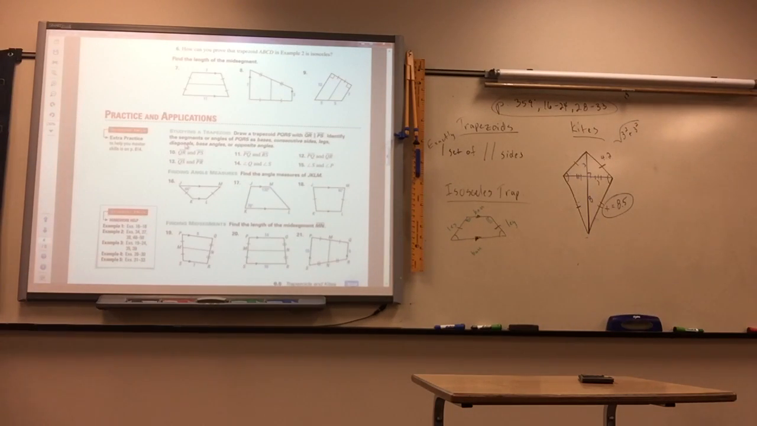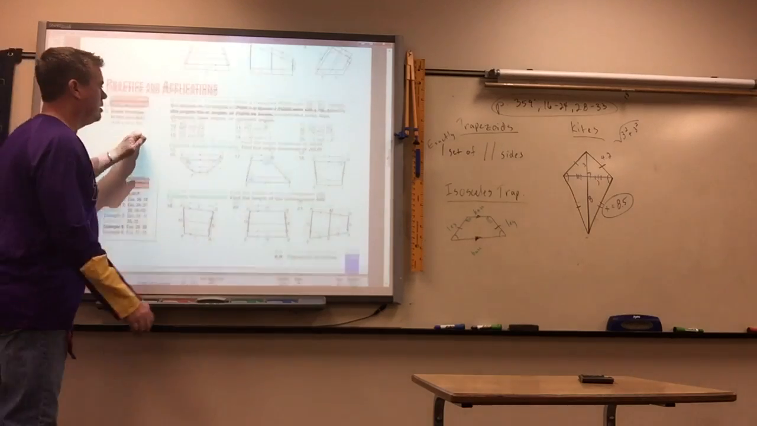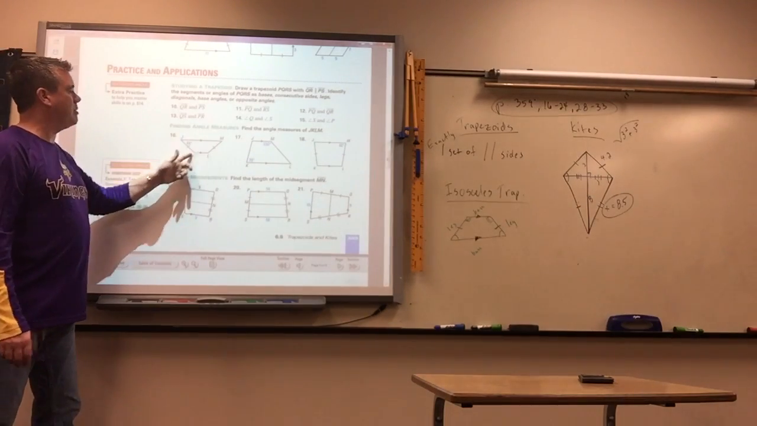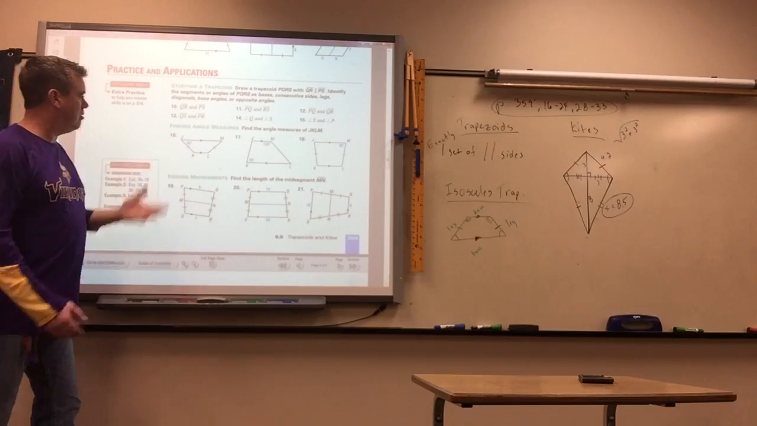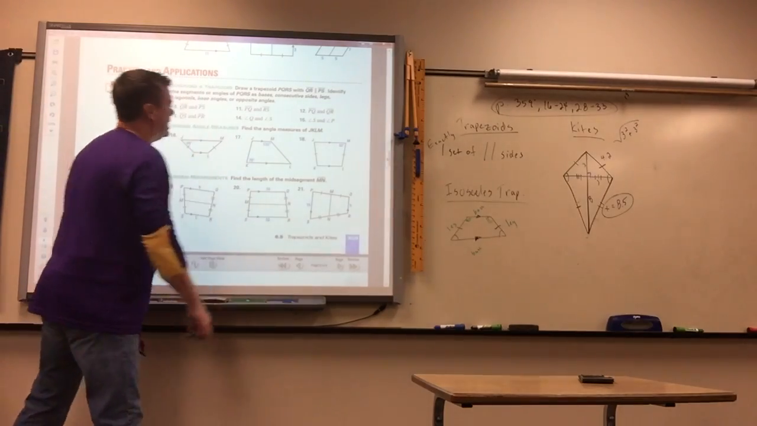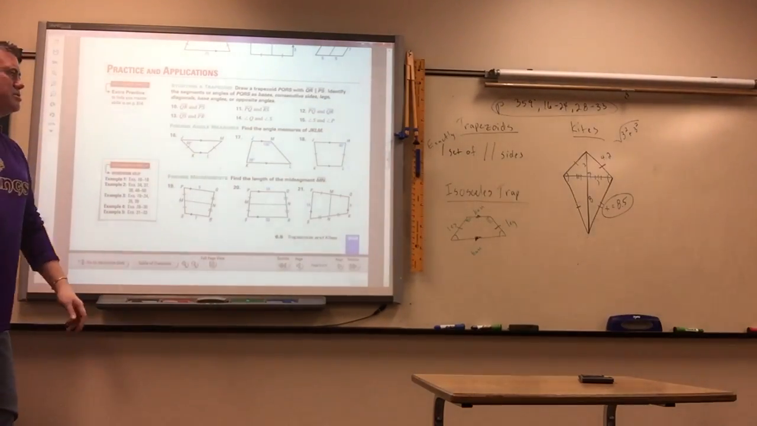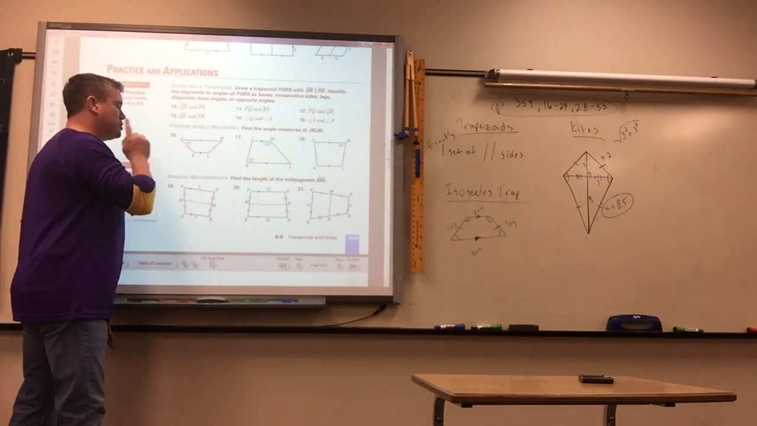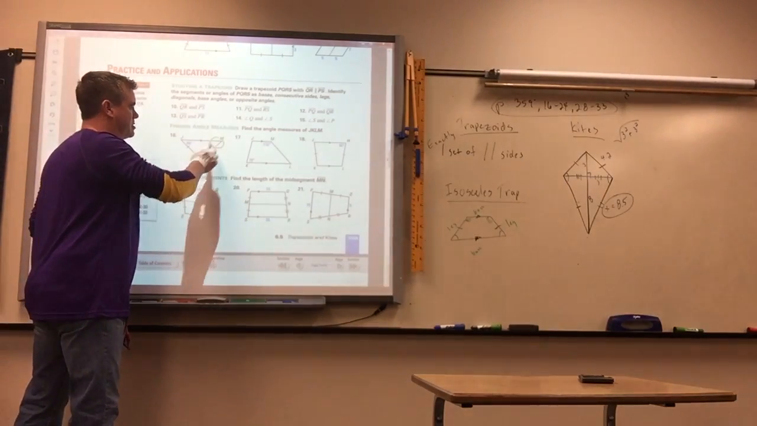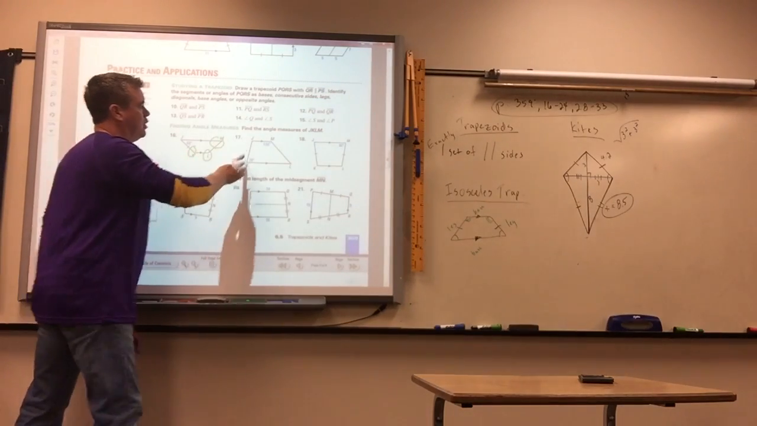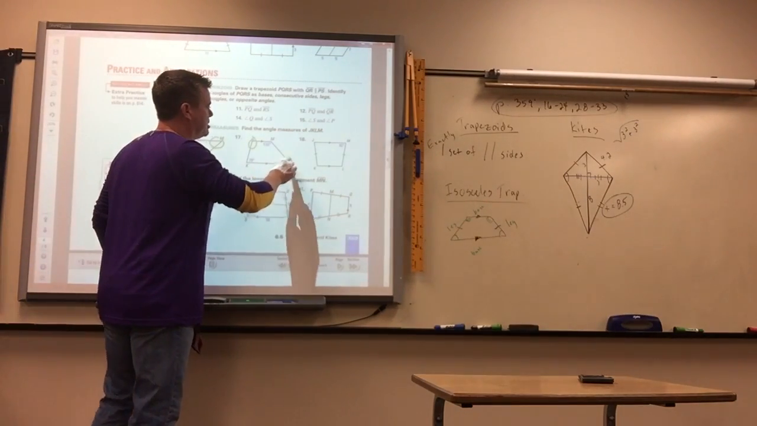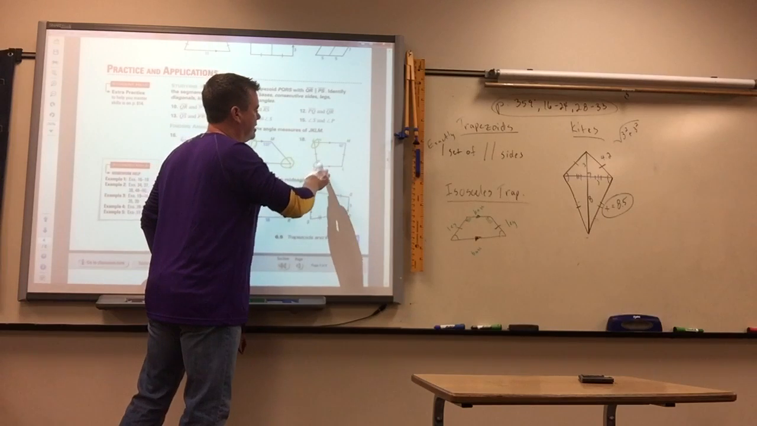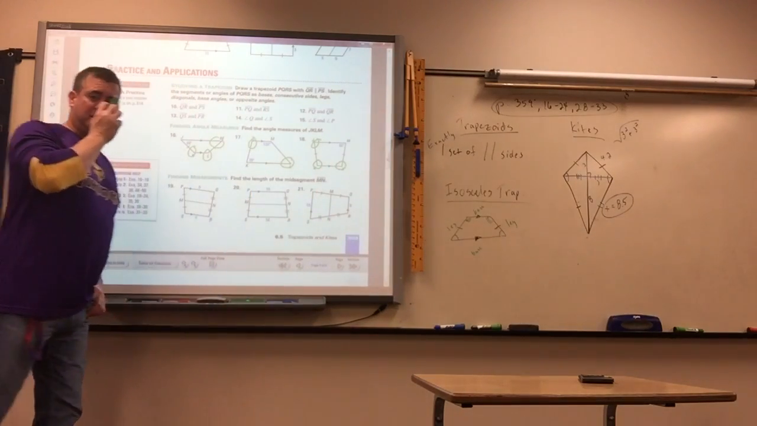Okay, so the first one's simple. Find the missing angle measures. Now, you don't need to list since they're isosceles. Well, I guess you do got to find the 3 missing. Here you only got to find 2 missing, and here you got to find the 3 missing. Okay?